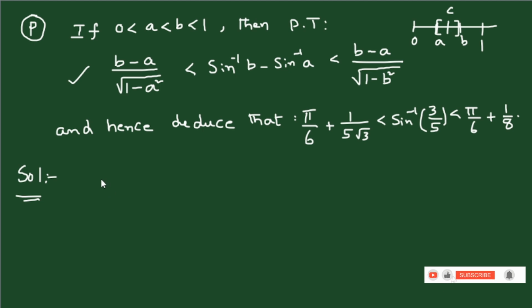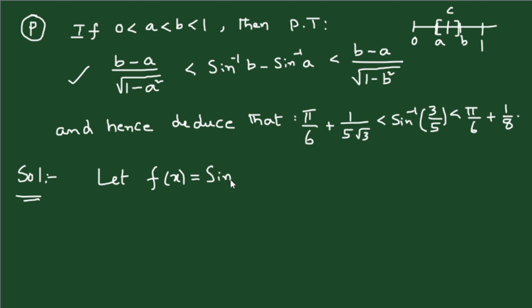So this is an application of Lagrange. The moment you see this problem, you should realize that it is an application of Lagrange's mean value theorem. Here we have to take the function. First of all, we should predict what could be the function. Whenever you are given sin inverse b minus sin inverse a like this, you need to take the function f of x as sin inverse x in the closed interval [a, b]. So consider it like this.